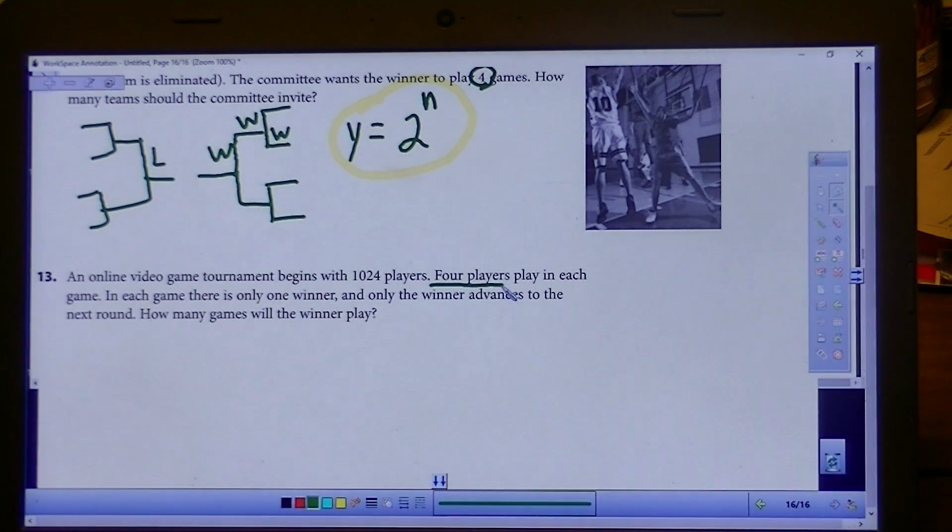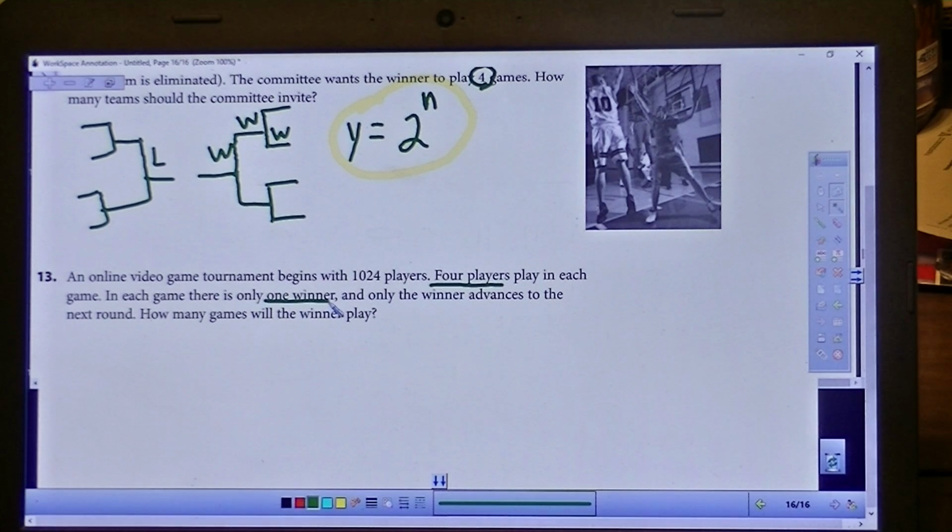4 players at a time with 1 winner. So we're not going down by 2, we're going down by 4. We're going down by 4 instead. So our rate really is 1/4, right? Our rate is really 1/4. Okay.